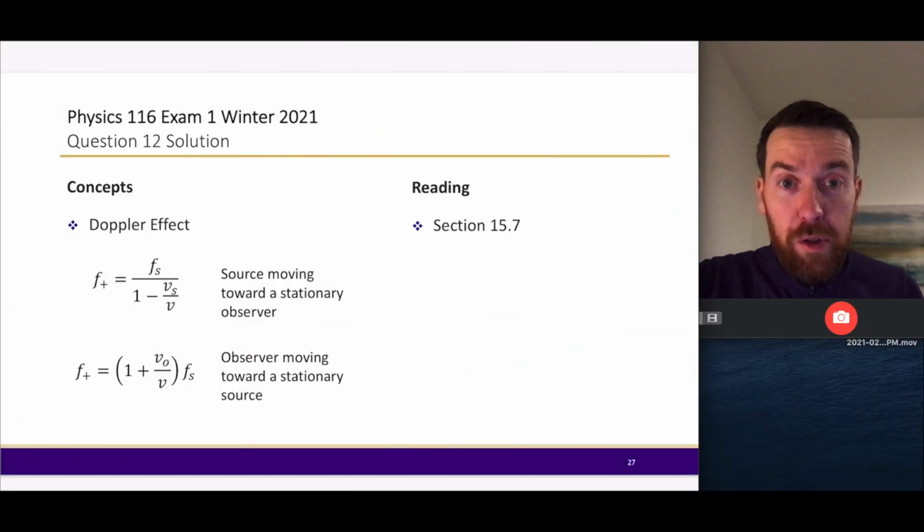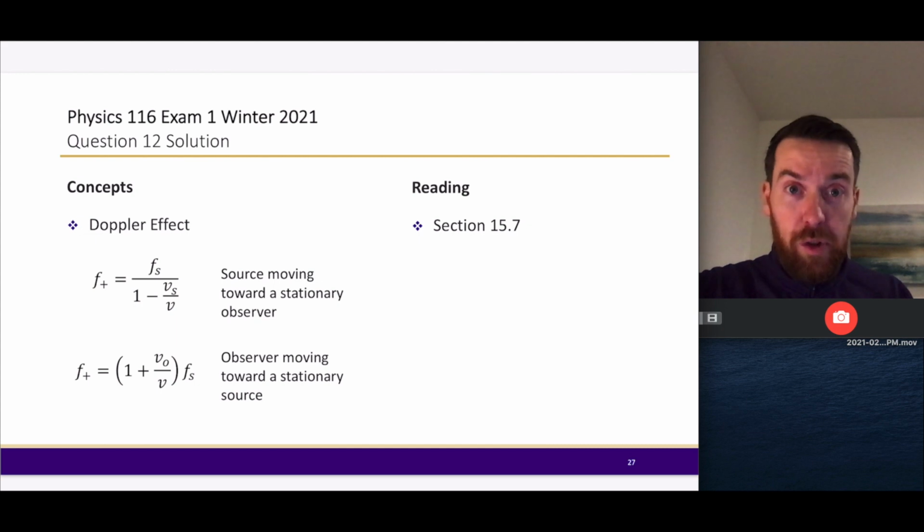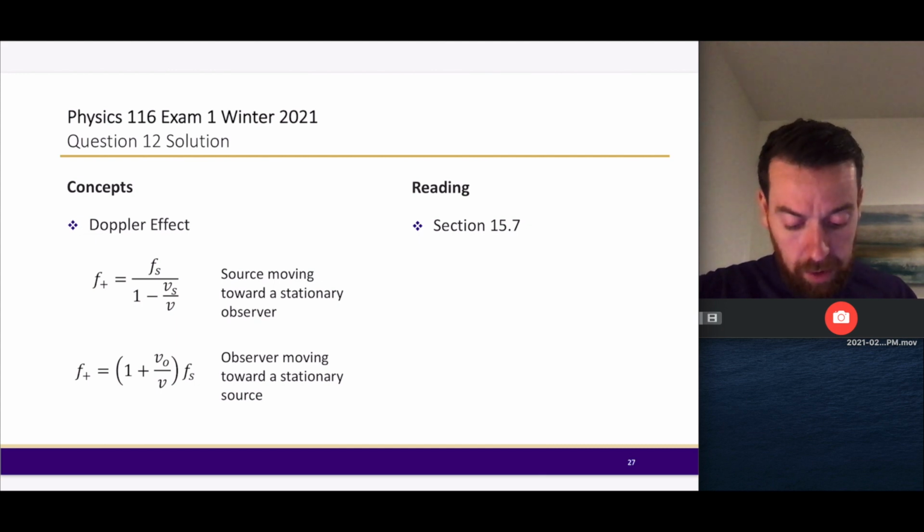So this will be the solution to question 12 on the 116 exam 1, winter 21, moving into the end of chapter 15, looking at the Doppler effect. The question context is a source moving toward a stationary observer, that's the police car moving toward the group of students who are arrested, and then the observer moving toward a stationary source, that's a group of students in a car moving towards a stationary police car that has the siren activated.